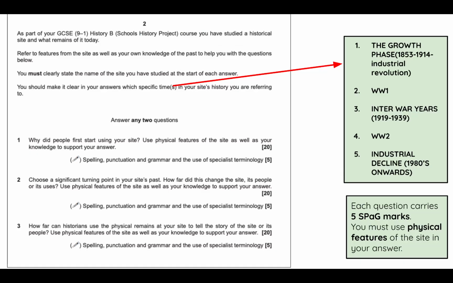So you will have 1 hour to answer 2 exam questions from a choice of 3. Each question is worth 20 marks, and there is an additional 5 SPAG marks for each question. You must use physical features of the site in your answer. If you have a look at this red arrow here, it says you should make it clear in your answers which specific times in your site's history you are referring to. So in your answer, you need to make it clear, are you explaining the growth phase, World War I, the interwar years, World War II, or the industrial decline phase?